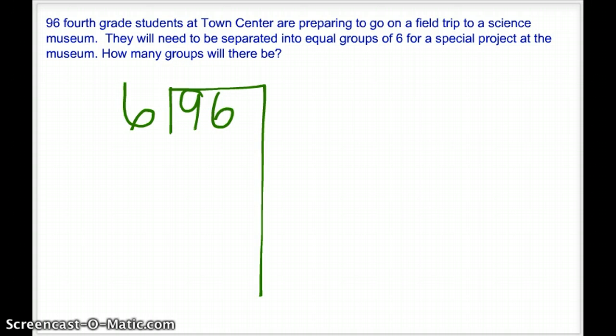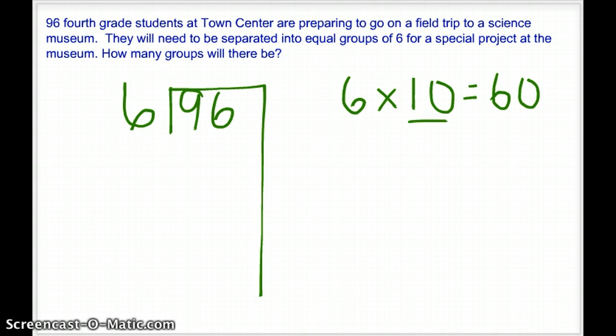Let's use multiplication to divide. Instead of moving 1 student at a time into groups, let's use a friendly number to multiply. I can do 6 times 10 and I know that's equal to 60. I've now made 10 groups of 6 students. I've taken care of, or accounted for, 60 of my students. So that means I only have 36 more students that need to be placed in a group.